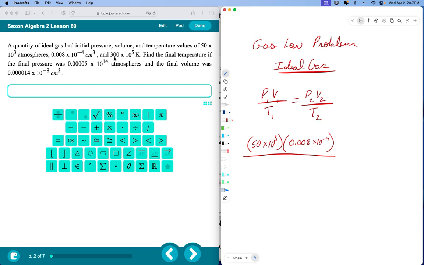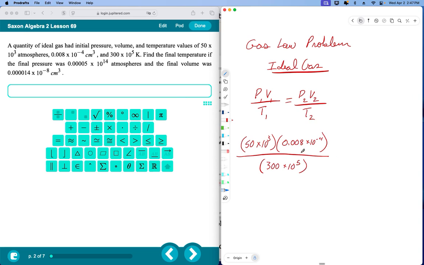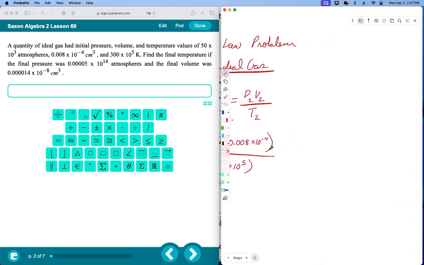And then it gives you the temperature. K means Kelvin, and Kelvin is a measure of heat energy. So when you see K, you know it's temperature. So 300 times 10 to the fifth power. So that's our initial pressure, volume, and temperature. Now for the final, we're looking for the final temperature. So that's the one we don't have.